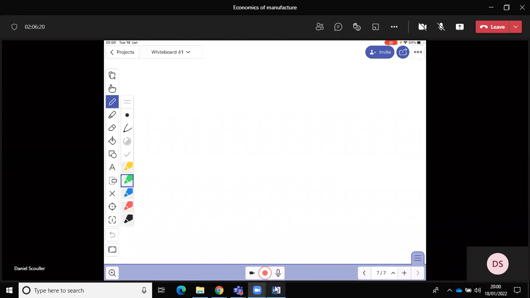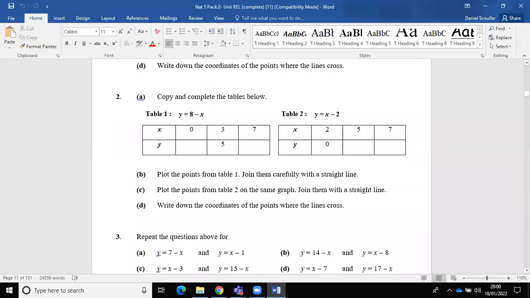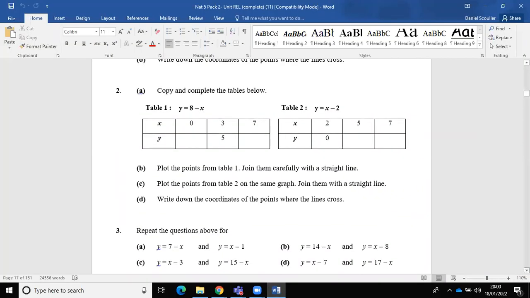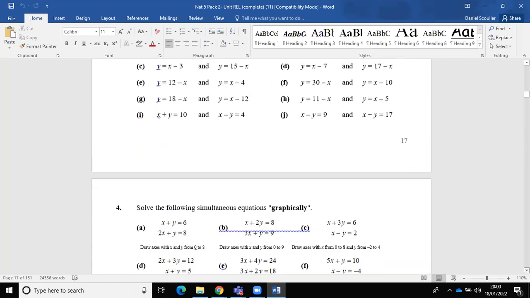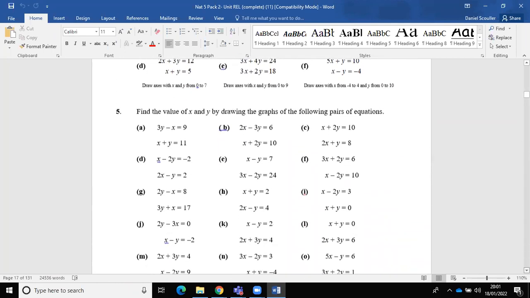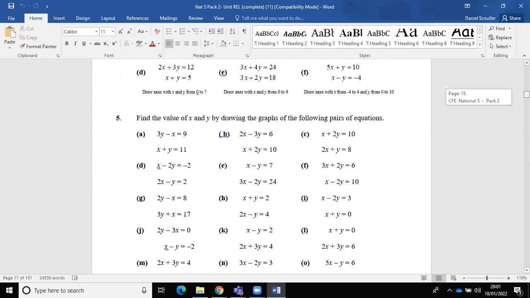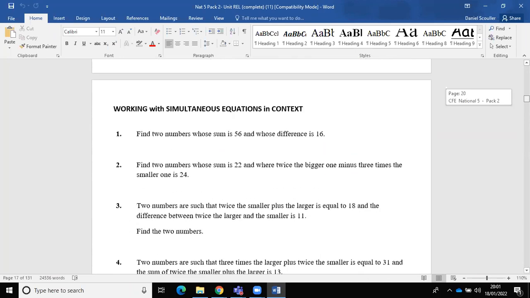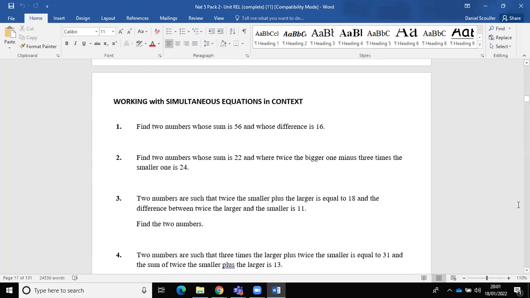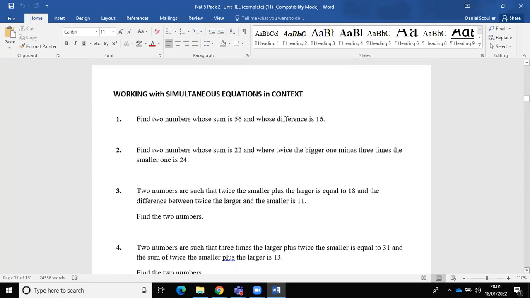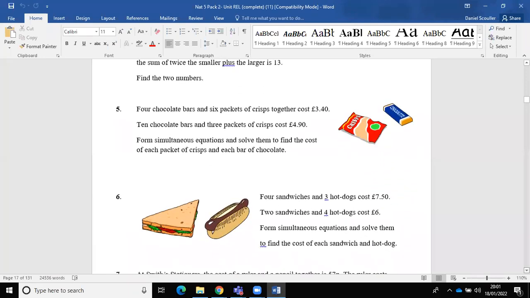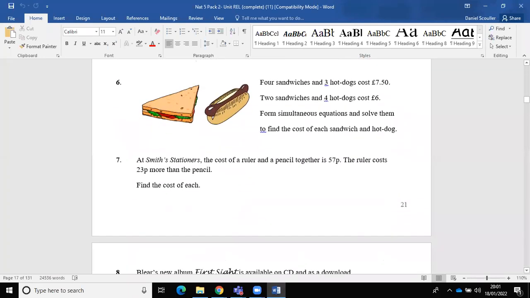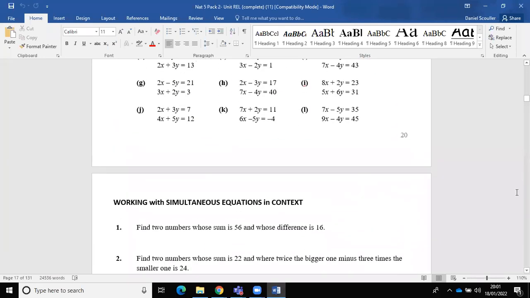Okay, so the questions in the booklet are more than extensive enough. So I'm just going to stick to some of these. I'll give one additional. Essentially from page 21 onwards.